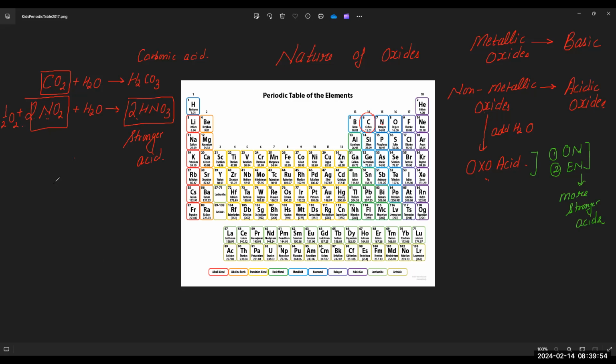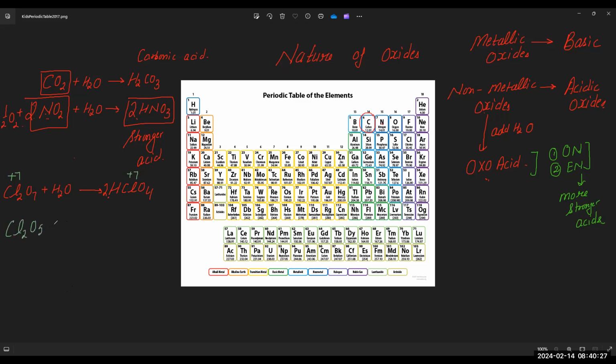Like for example, HClO4. You can get HClO4 by mixing Cl2O7 with water. The equation is perfectly balanced. And there is no change in oxidation number. Chlorine here plus 7, here plus 7. It is not a redox reaction.